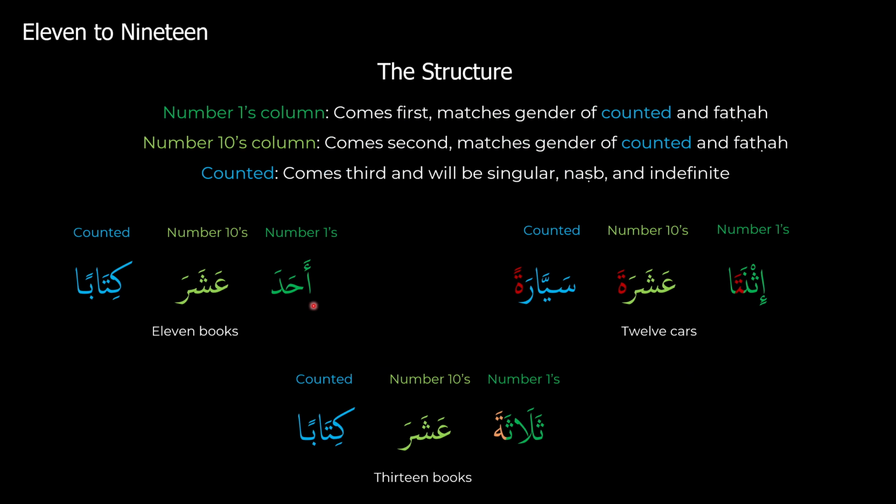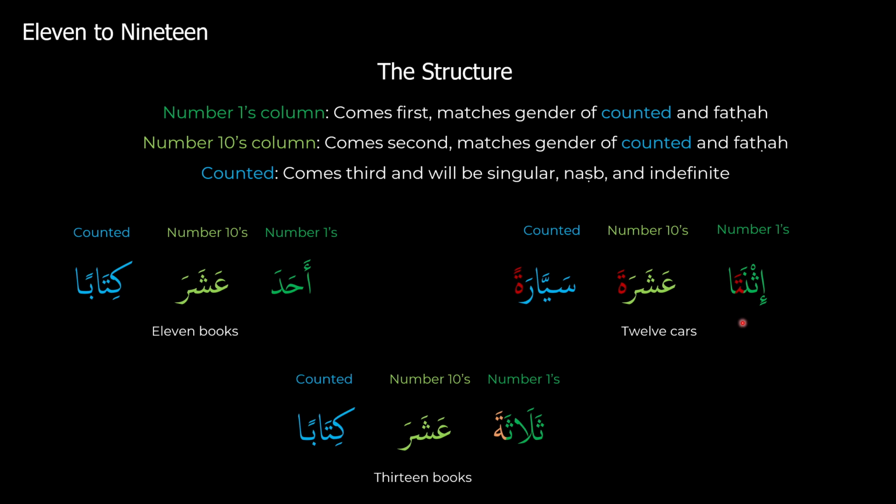So here we have ahada ashara kitaban, right, which is 11 books. So first you have the number in the ones column, which is ahada, which is just 1, and it's going to match the gender of the counted. And then we have ashara, which is the number in the tens column, and it's also going to match the gender of the counted, which is masculine. That's why it's ashara. And then we finally have the counted, and it's going to be singular, nasb, and indefinite. So that's why it's kitaban. So all this translates into 11 books.